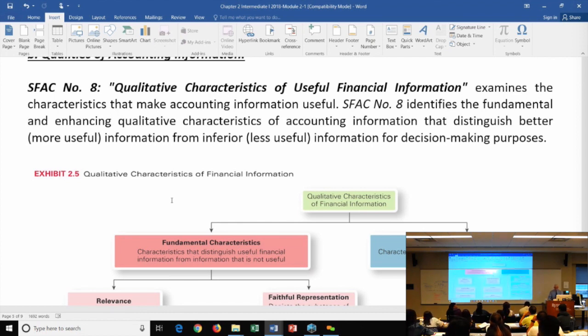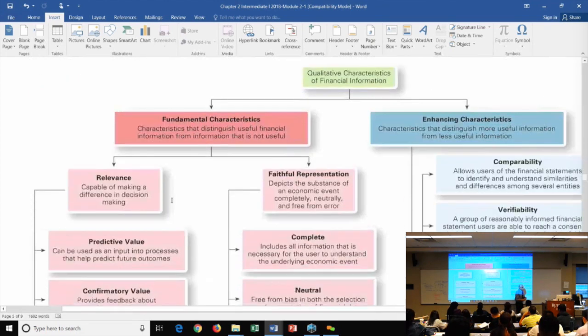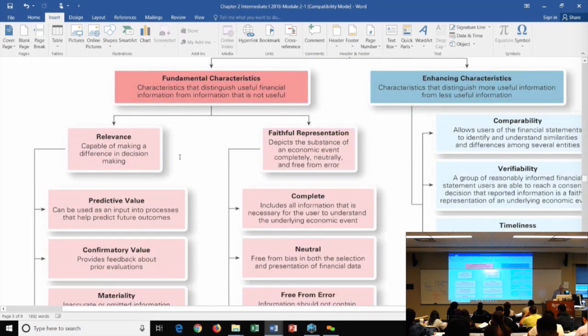So what I want to do is start with the fundamental characteristics. The two, and by the way, everything that I'm saying here is in the following pages in the package. Two fundamental characteristics. What are the fundamental characteristics? They are relevance and faithful representation. Relevance and faithful representation. These are the fundamental characteristics. They are actually, as we're going to see, sometimes we have to trade off, which we'll talk about.